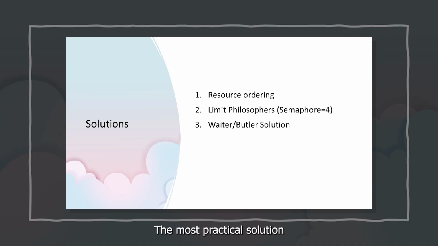The most practical solution is the waiter or butler method, where a central controller grants permission only when both forks are available. Each of these strategies prevents deadlock in different ways.